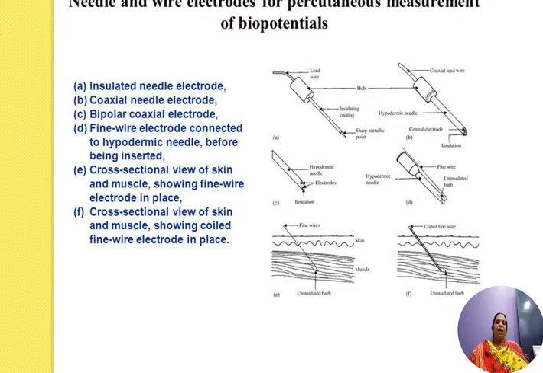The fifth one is the cross-sectional view of skin and muscle showing the wire electrode in place. Then the last one is the cross-sectional view of the skin showing the coiled fine wire electrode in place.